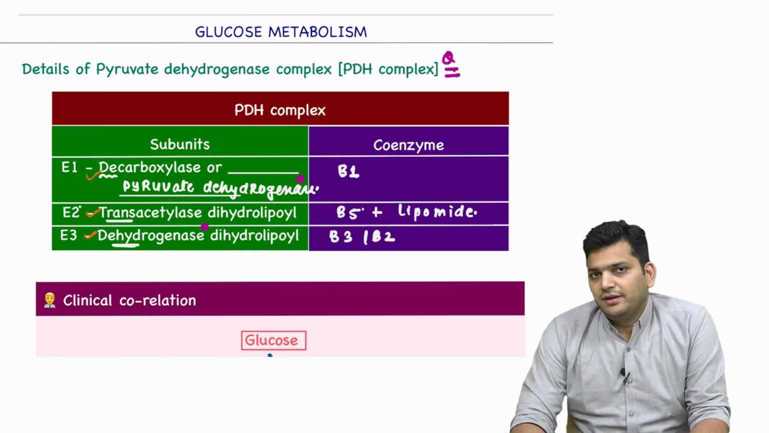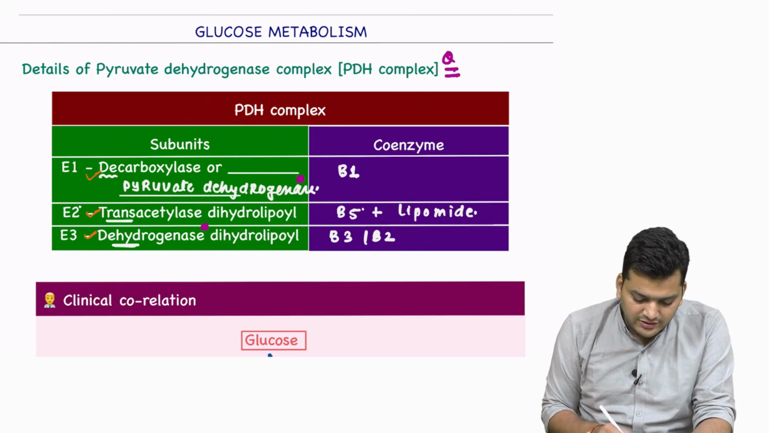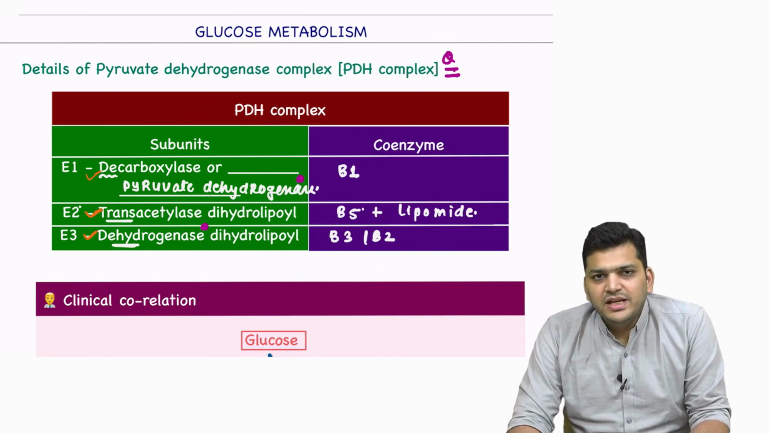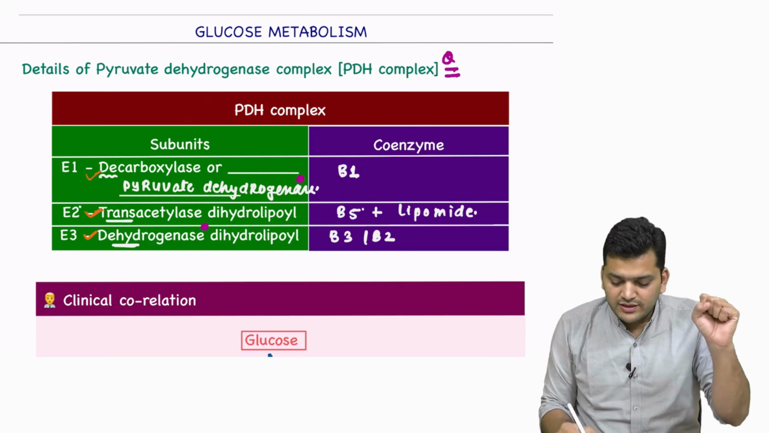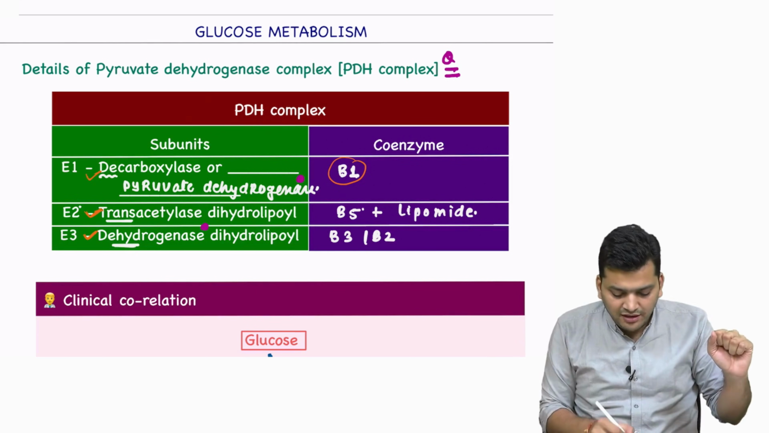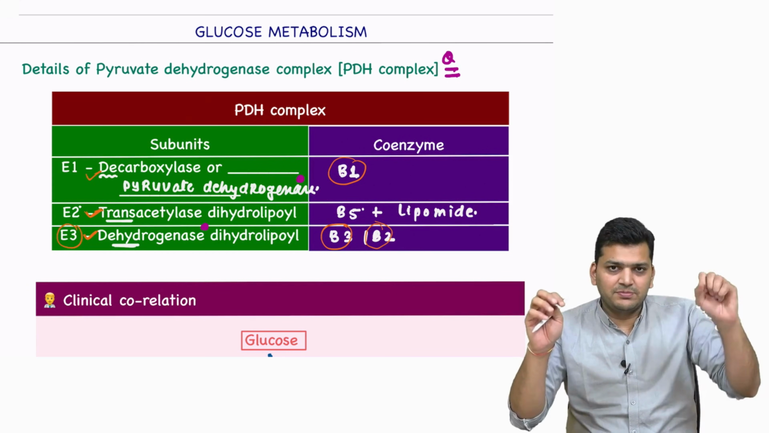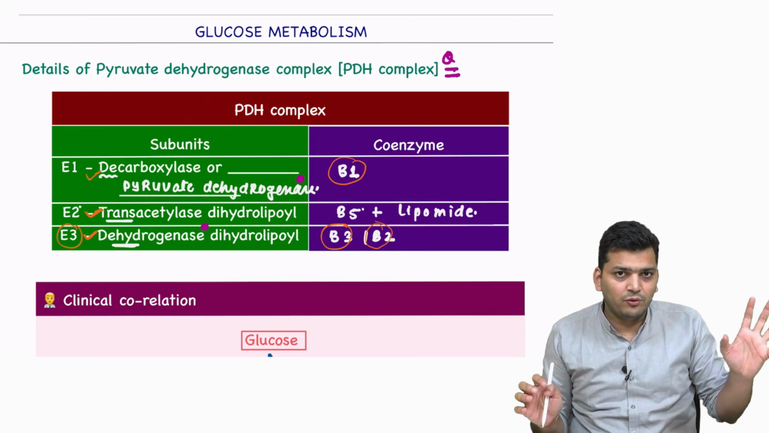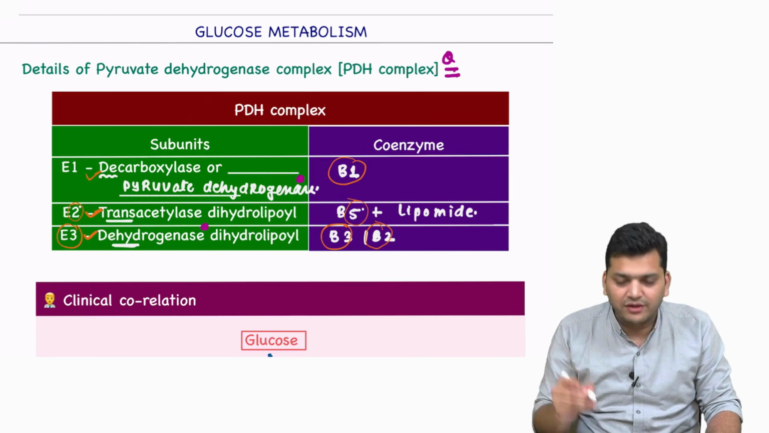So you should know the names. E1 is decarboxylase. The other name of E1 is pyruvate dehydrogenase, E2 is dihydrolipoyl transacetylase, and E3 is dihydrolipoyl dehydrogenase. And what are the coenzymes? E1, the coenzyme is B1. This is how we have remembered E1, B1. E3, what is the coenzyme for E3? B3 and B2. E1 is B1, E3 is B3, B2, and E2 is B5, that is 25. This is how we have remembered 25.